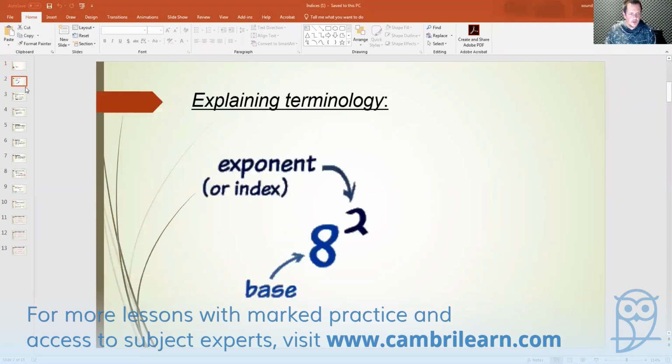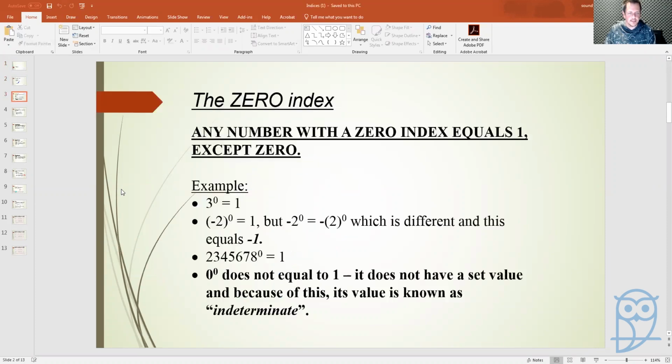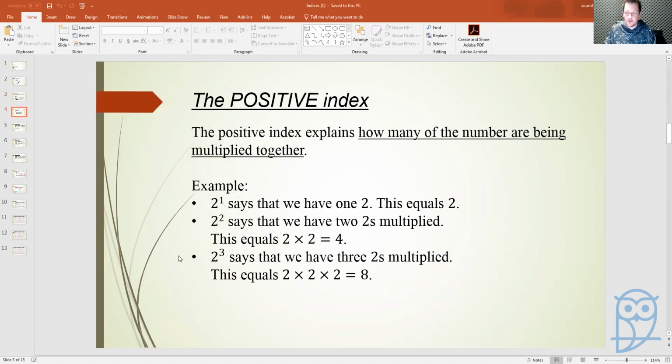So just to revise quickly, we remember that the 8 is the base, and the little number here, the 2, is the exponent or index. You can have a 0 index, and anything to the power of 0 is 1, unless you have 0, then it's indeterminate. You can have a positive index, which is all the stuff that you know already, and that just says how many of these numbers are being multiplied together.